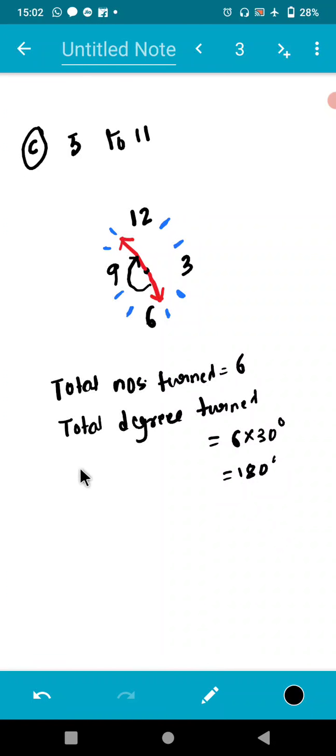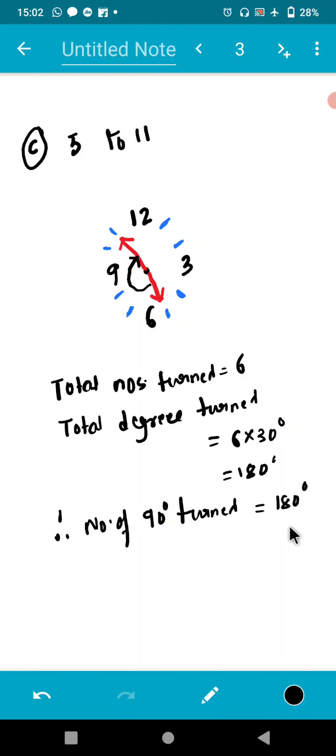our hand has turned. Therefore, the number of 90 degree turns would be equal to what? You have to divide this 180 degree by 90 degree and your required answer would be 2. Okay. So now let's move on to sum number D.